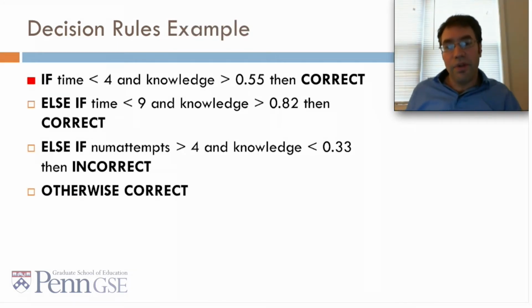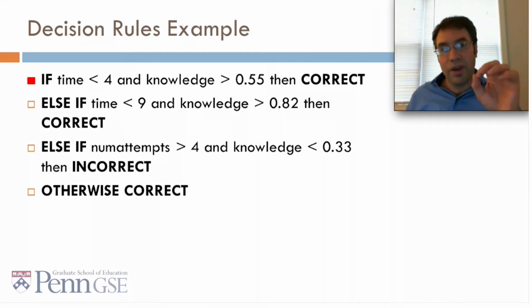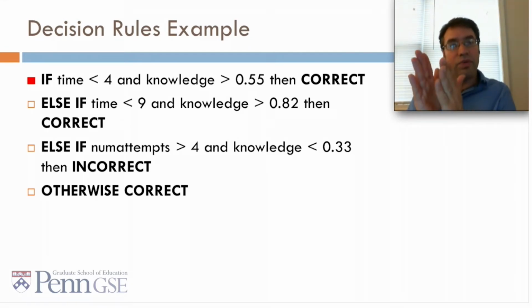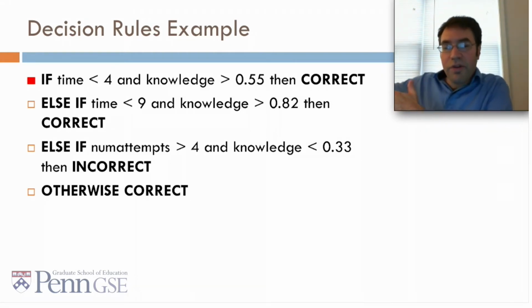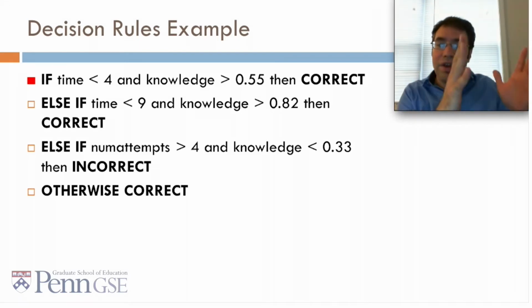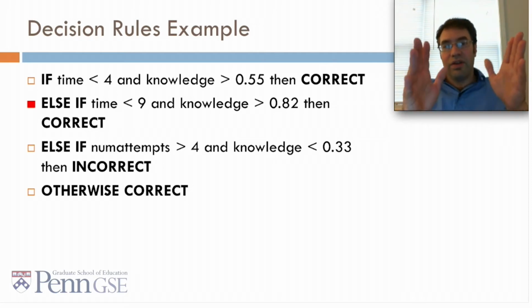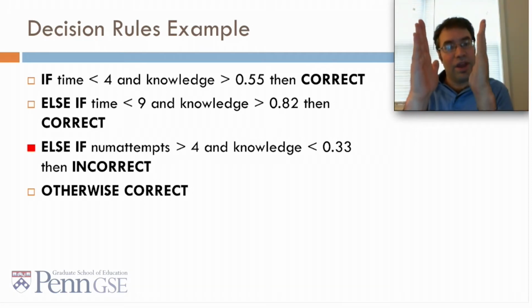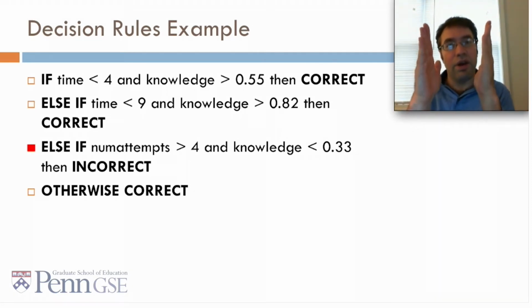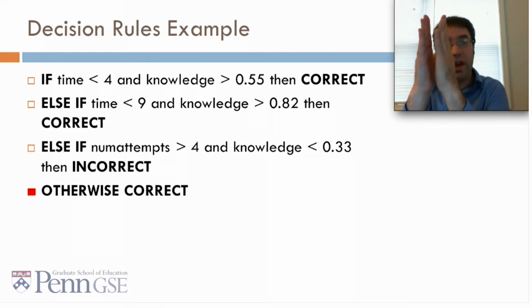So for example, if time is less than 4 and knowledge is greater than 0.55, then correct. So we take all the cases where time is less than 4 and knowledge is greater than 0.55. If they're correct, we're done. We take the remaining data and say, within that data, if time is less than 9 and knowledge is greater than 0.2, then we say correct. Now we take the remaining data and say, if num attempts is greater than 4 and knowledge is less than 0.33, then incorrect. And finally, we take the last part of the data and say, otherwise correct.